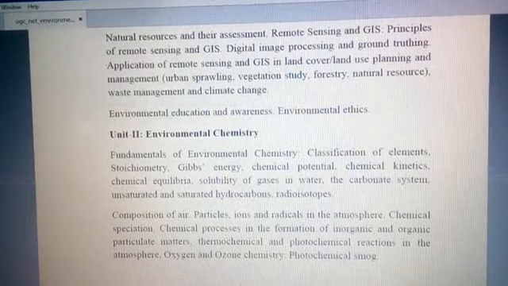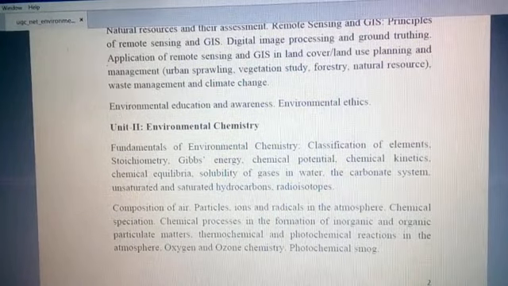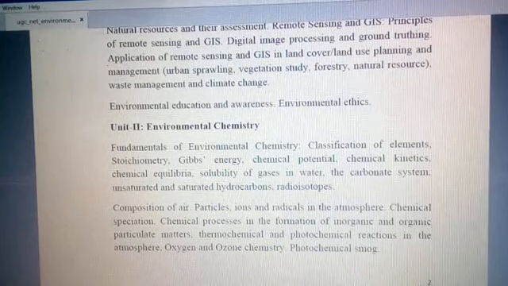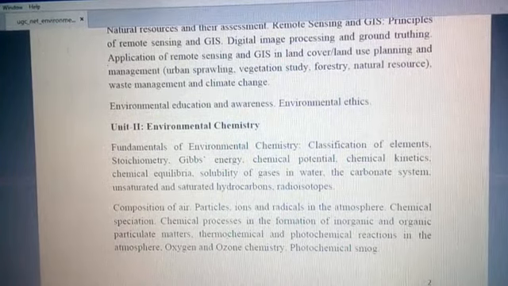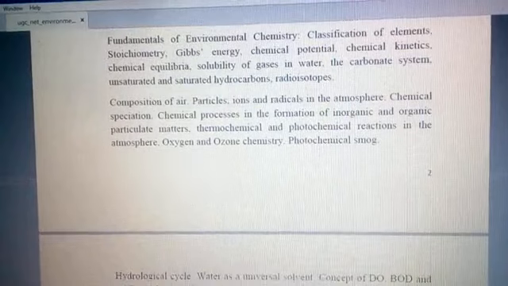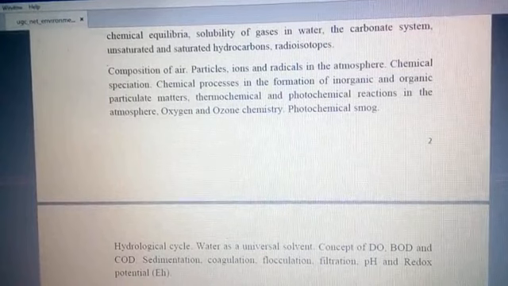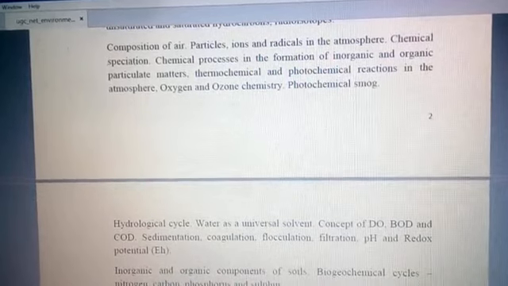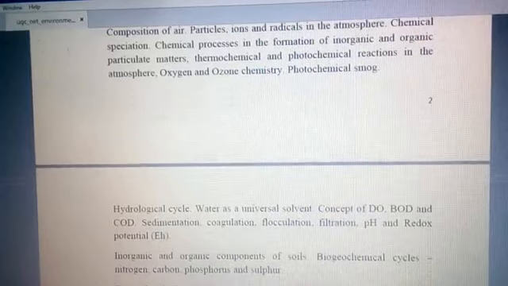We will read the composition of air, particles, ions and radicals in the atmosphere, chemical speciation, chemical processes in the formation of inorganic and organic particulate matter, thermochemical and photochemical reactions in the atmosphere, oxygen and ozone chemistry and photochemical smog. The next topic is the hydrological cycle, water cycle, water as a universal solvent, and the concepts of DO, BOD and COD will be discussed in this unit. Sedimentation, coagulation, flocculation, filtration, pH and redox potential, which is denoted as Eh.